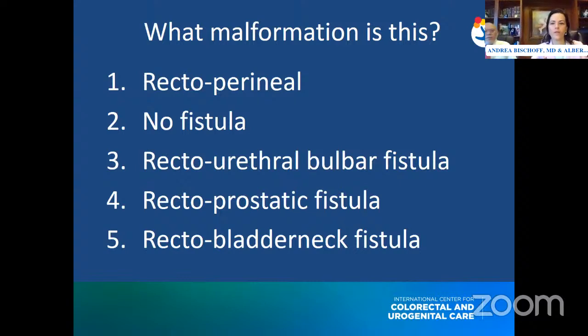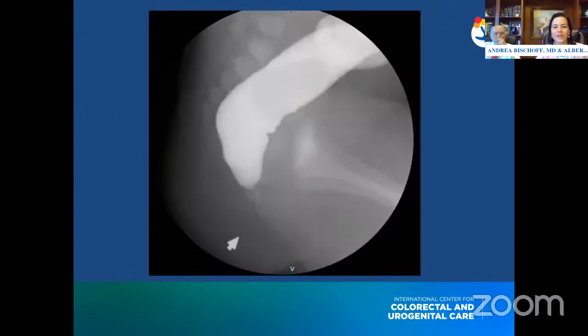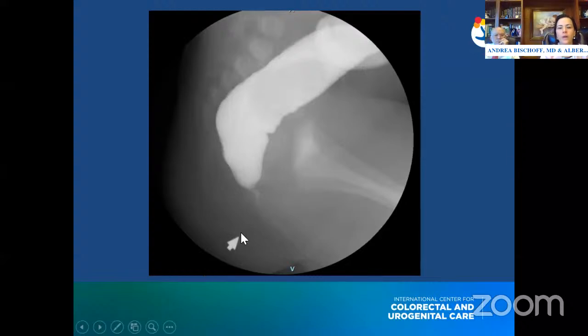So now we'll have a few that I was present to do. So now we're going to start to see better studies. So look at this one. This one, I was present to do it. You can see that there is a radiopaque marker here. You can see the end. You can see the coccyx. So what type of malformation is this?